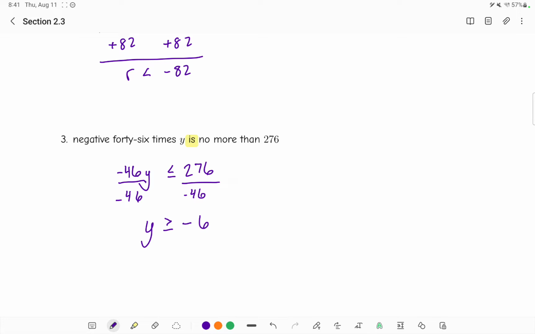So be careful with these ones in Newton. Sometimes less than means subtract. Sometimes it means the less than symbol, depending on what the keyword is. And that's it for part 2 of section 2.3.